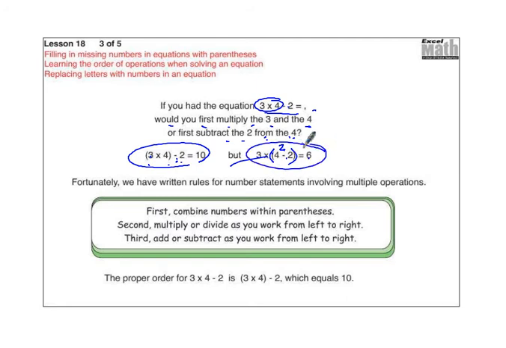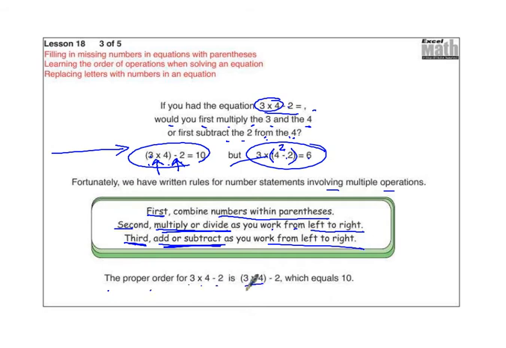All right, so fortunately we have written rules for number statements involving multiple operations. In other words, when you have a multiplication and a subtraction in the same one, we have rules for this. First, combine numbers written in parentheses, within the parentheses. Second, you're going to multiply or divide as you work from left to right. You always go left to right, and you multiply and divide first. The third thing you're going to do is add or subtract as you work from the left to the right. The proper order for 3 times 4 minus 2 is you do the 3 times 4 first, and then you subtract the 2, because we're doing the multiplication before we do the subtraction.